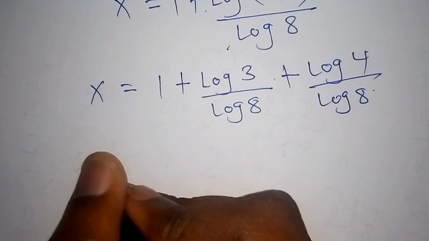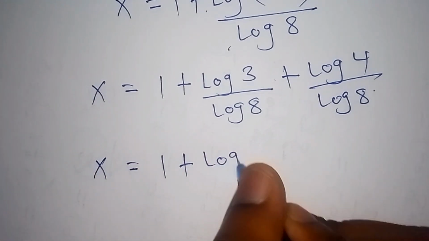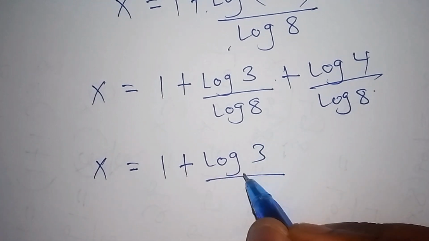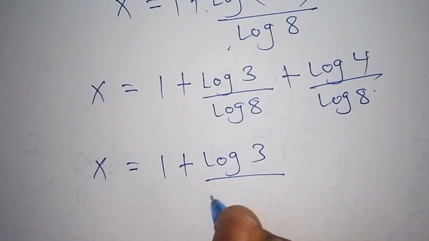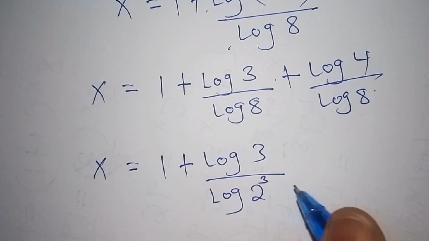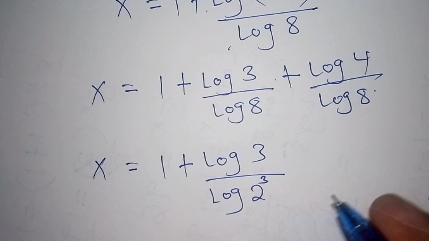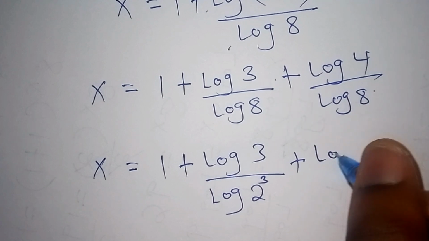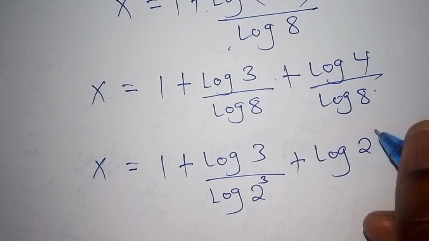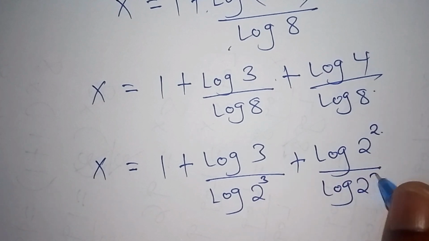So now x is equal to 1 plus the log of 3 all over the log of 8, which can also be written as the log of 2 to the power of 3, because in this case we have 2 multiplied by 2, which is 4, multiplied by 2, which is 8. That's why we write it as log of 2 to the power of 3. So plus the log of 4, which can also be written as 2 to the power of 2, all over the log of 2 to the power of 3.